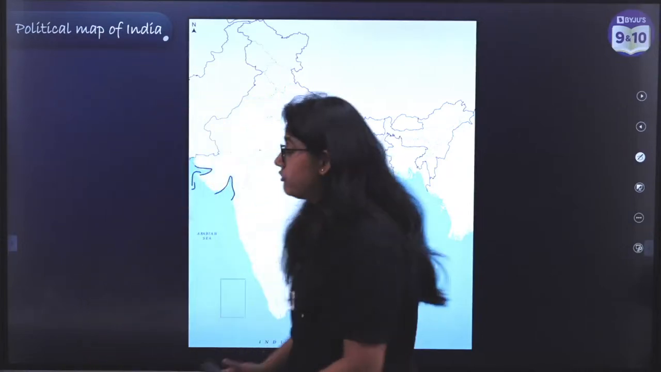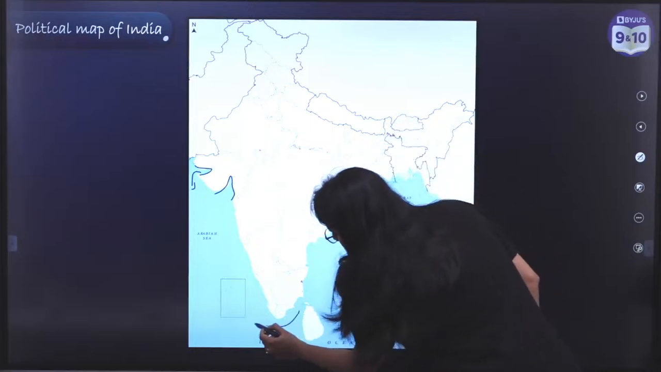Yes, Gulf of Mannar. Gulf of Mannar kahan pe hai? Idhar ki side mein.